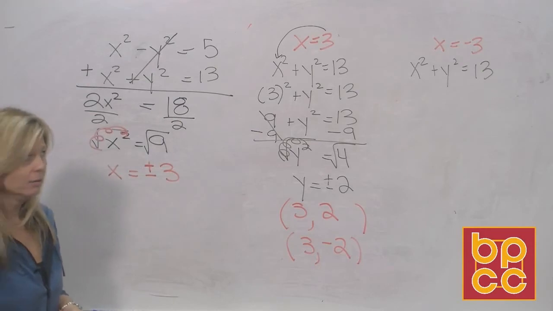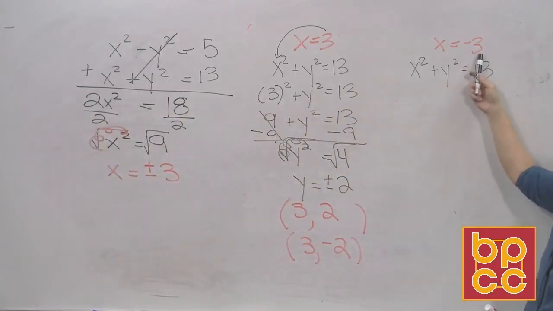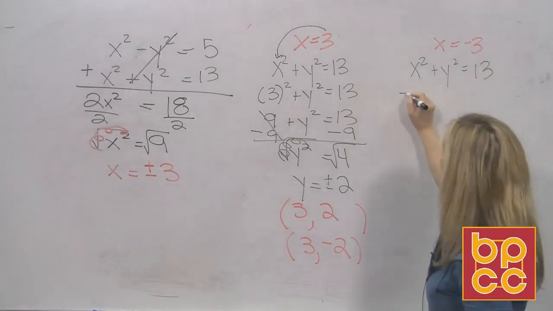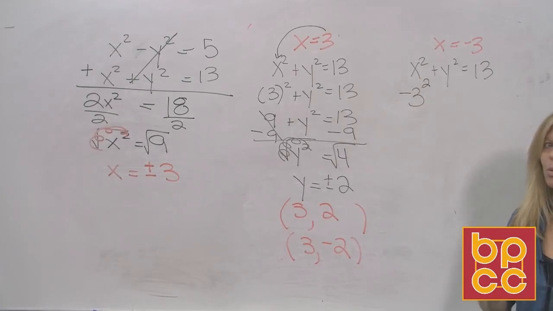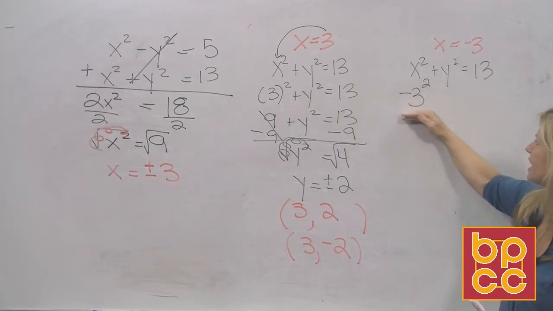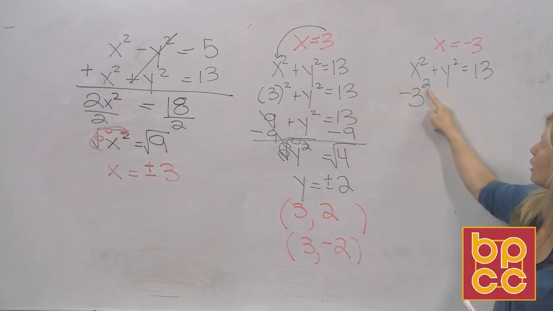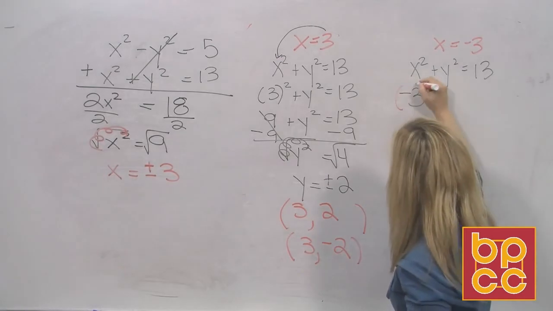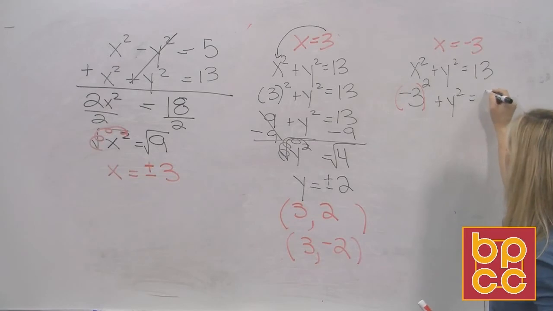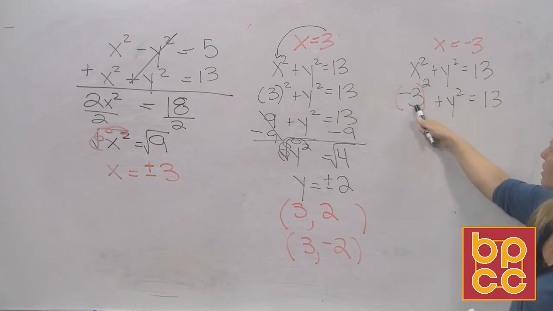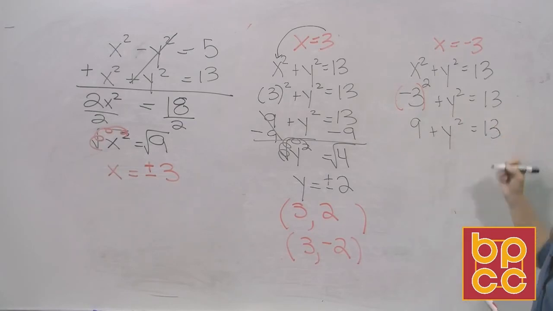Well, wait, we're not done. We haven't even dealt with the negative 3. So again, we're going to replace x with negative 3. We're going to write negative 3 squared. Now look at me. I'm a firm believer what you write, you better mean. This does not say take negative 3 and square it. If you're telling me to take this number and do it twice in my head, it's got to go in parentheses. Plus y squared equals 13. Now we'll work it. What's negative 3 squared? 9. 9 plus y squared equals 13.